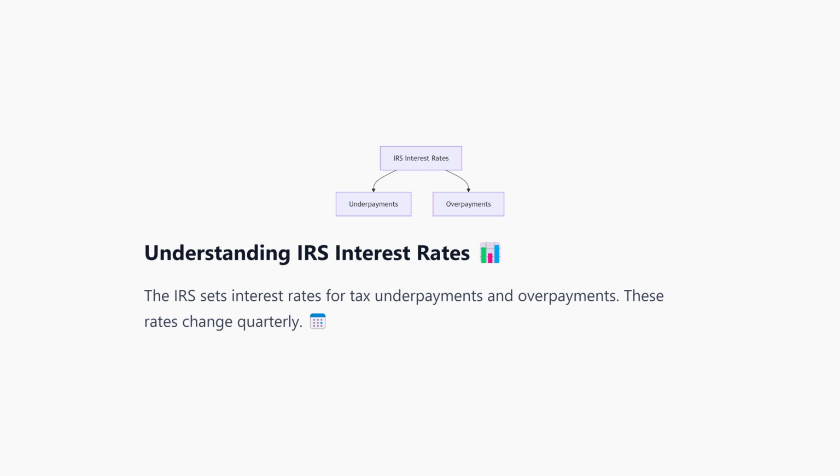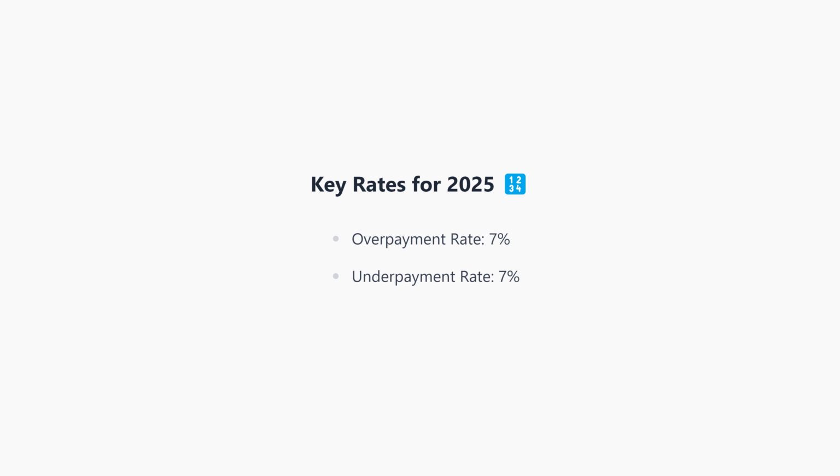The IRS sets interest rates for underpayments and overpayments of taxes. These rates are revised quarterly and can affect how much interest you earn on refunds or owe on outstanding tax balances. For the second quarter of 2025, the IRS announced that both the overpayment and underpayment rates stand at 7%. This consistency offers stability for taxpayers planning their finances.